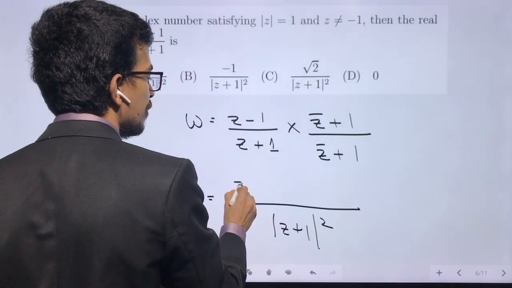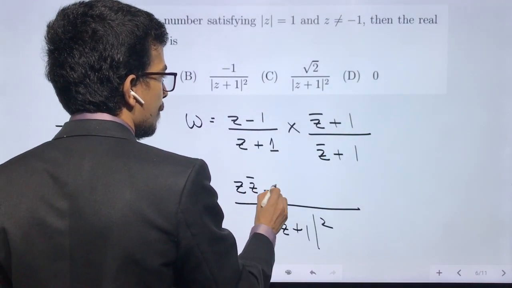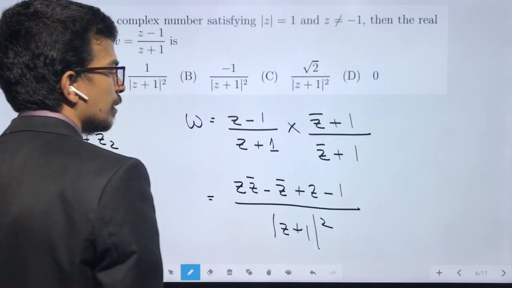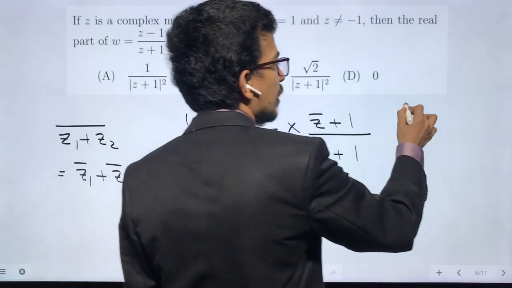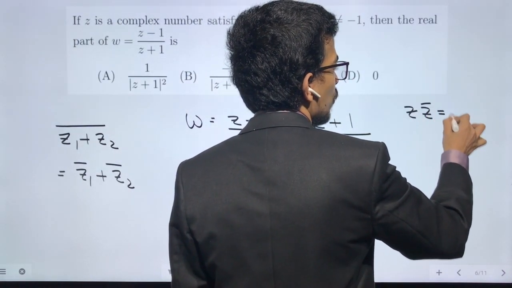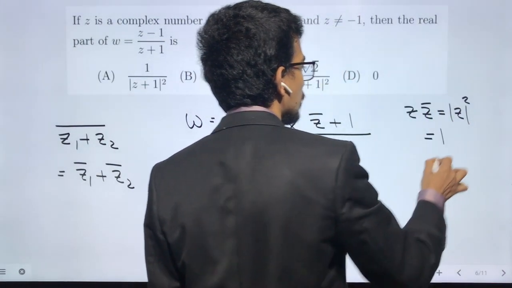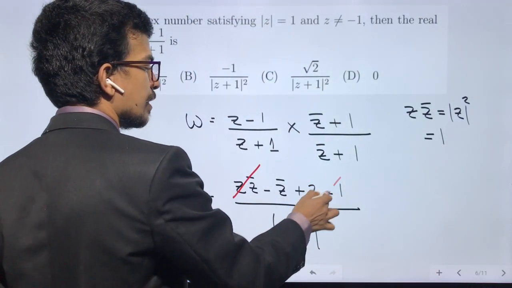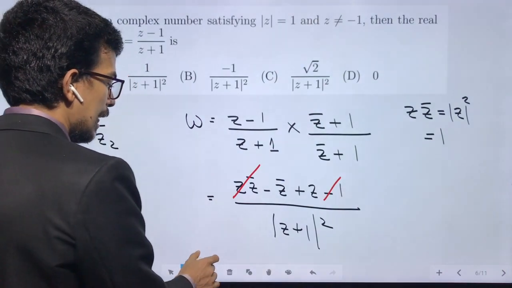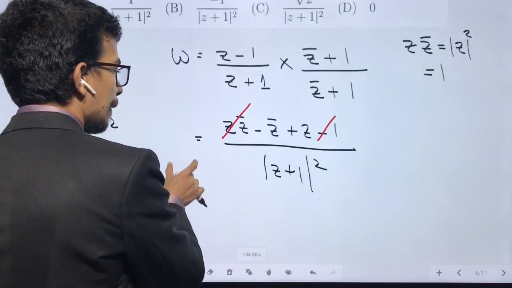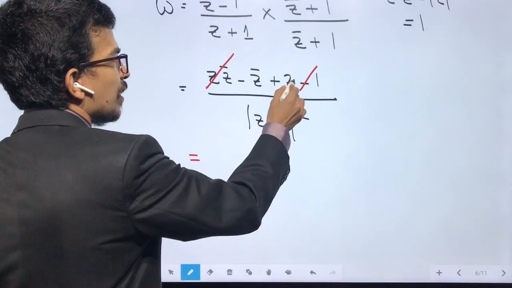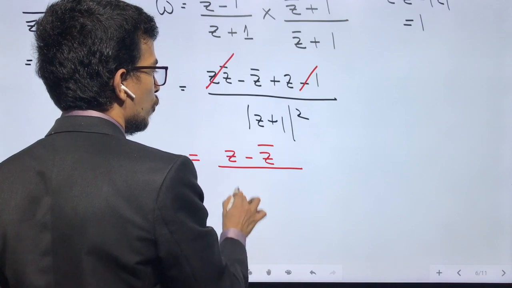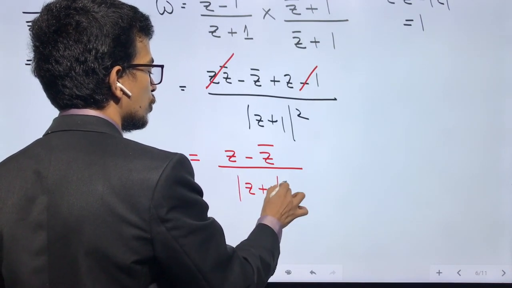In the numerator we have z z bar minus z bar plus z minus 1. Now this z z bar is nothing but mod z square, and it is given as 1. So these two get cancelled off. Okay, and in the numerator we have z minus z conjugate divided by mod of z plus 1 the whole square.